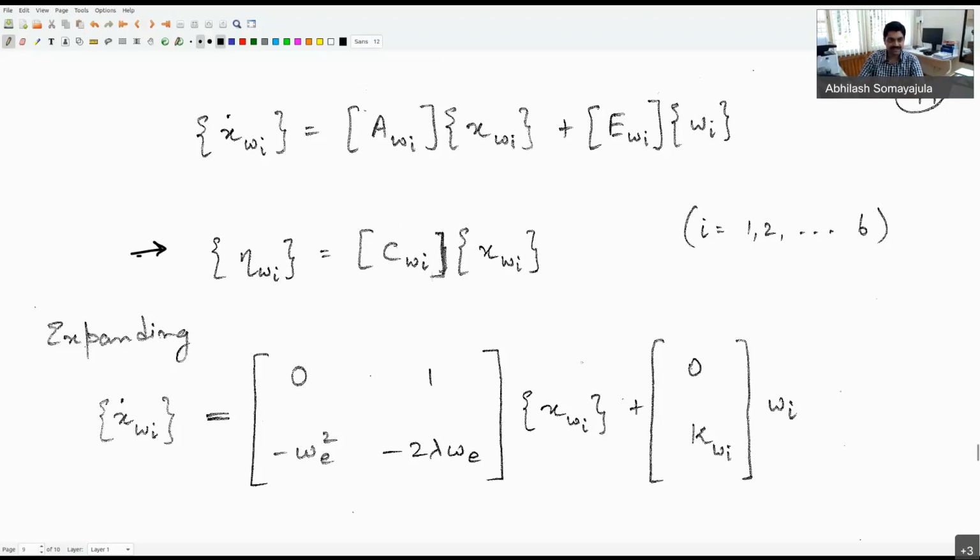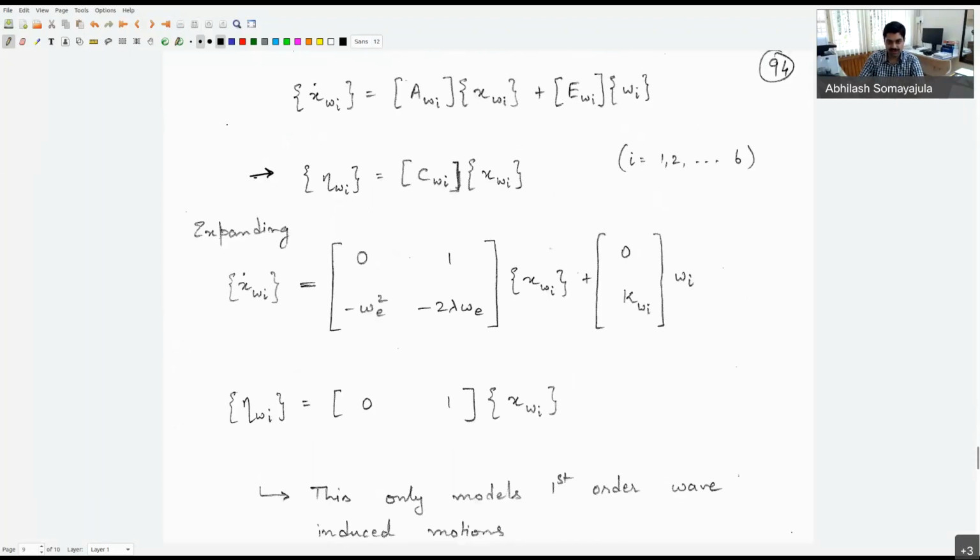In order to make sense of this, let me put it in perspective. If I expand and look at that A matrix, it will simply be 0, 1, minus omega e squared, minus 2 lambda omega e. Yes, everybody with me? It is a second order system, so it should have 2 states, and those are the 2 states I am considering. My output is only one of those 2 states which I am actually tracking. So instead of the velocity, I am monitoring the displacement. I am discarding the velocity by putting 0 here. Everybody with me so far?